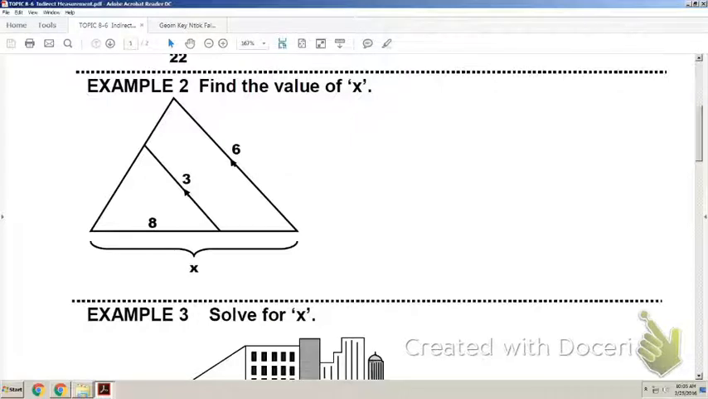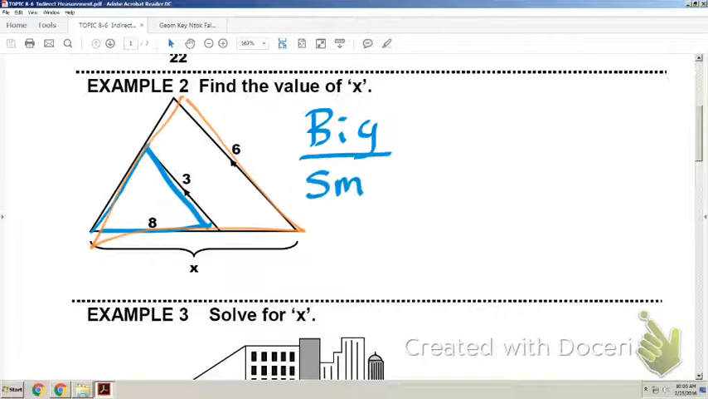Okay, example 2, we're also looking for x, which is on the larger triangle. We still have a smaller triangle within the larger, so here's the smaller triangle within the larger. Okay, so the blue triangle is our smaller triangle, the orange is our larger triangle. So I'm going to, again, like last time, go big to small when I set up my proportion. So I'm going to choose x first.